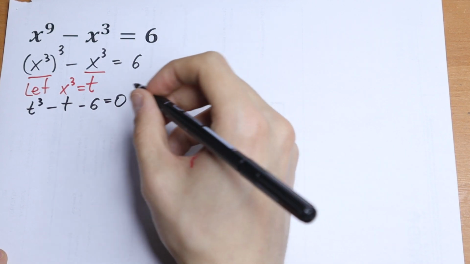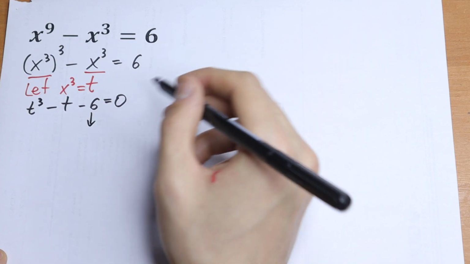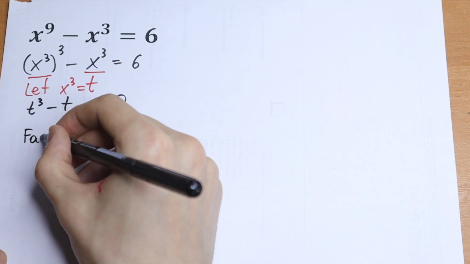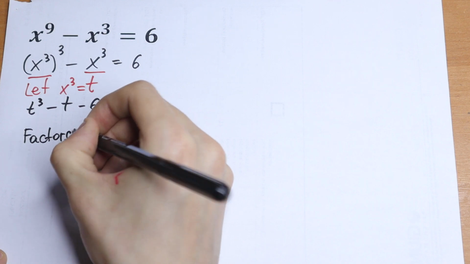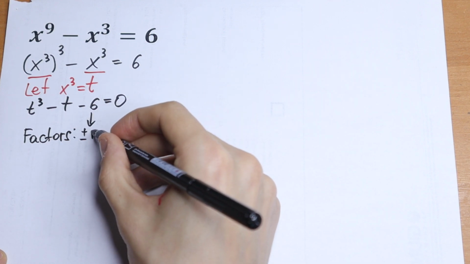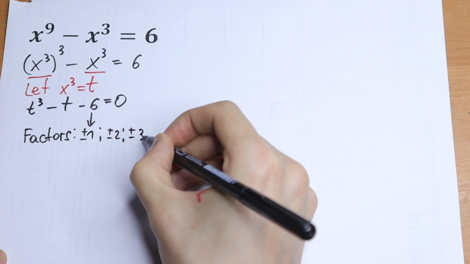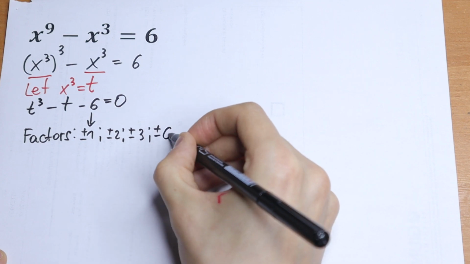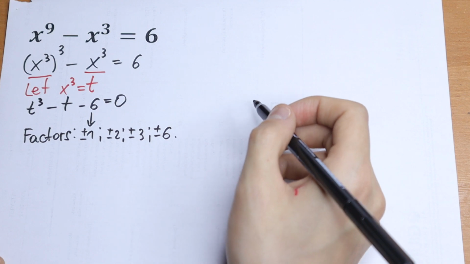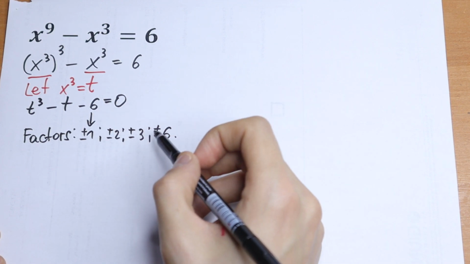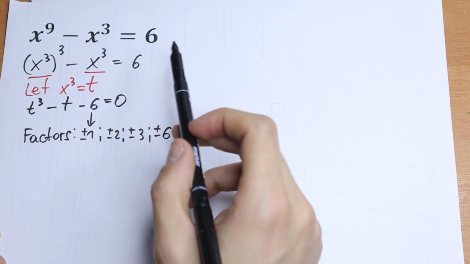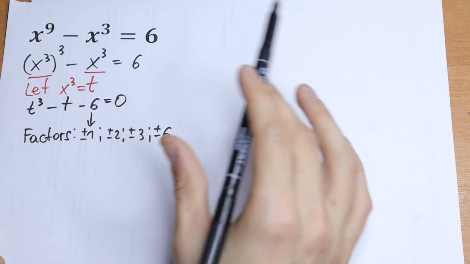How can we solve this? Of course, let's try to find the factors of this 6. Which factors will it be? Plus minus 1, of course, plus minus 2, plus minus 3, and plus minus 6. Let's check our factors real quick, and then maybe we can factor out parentheses.